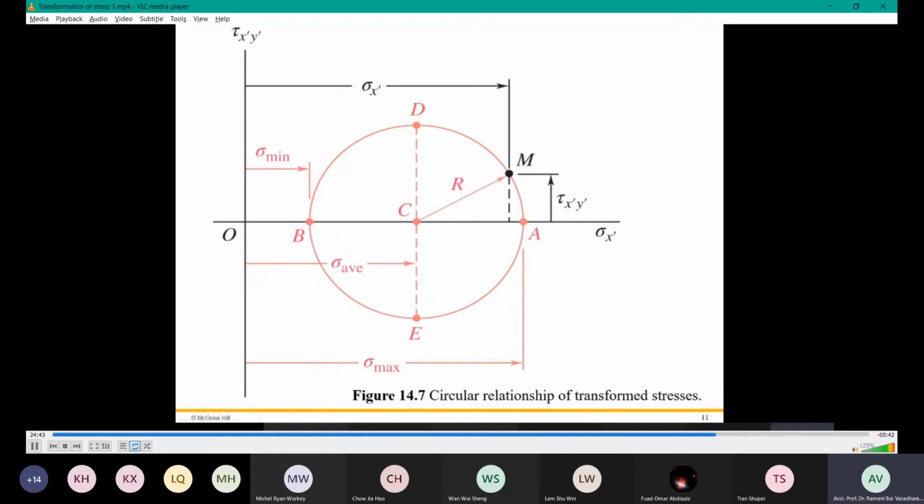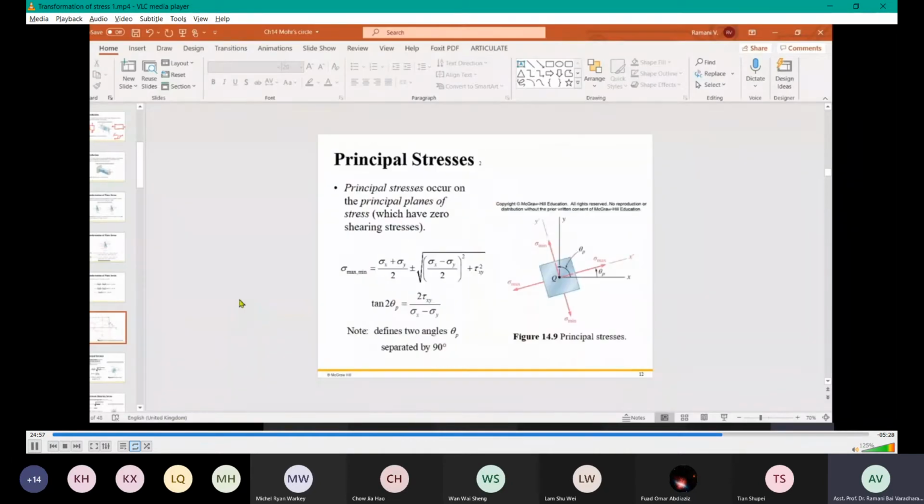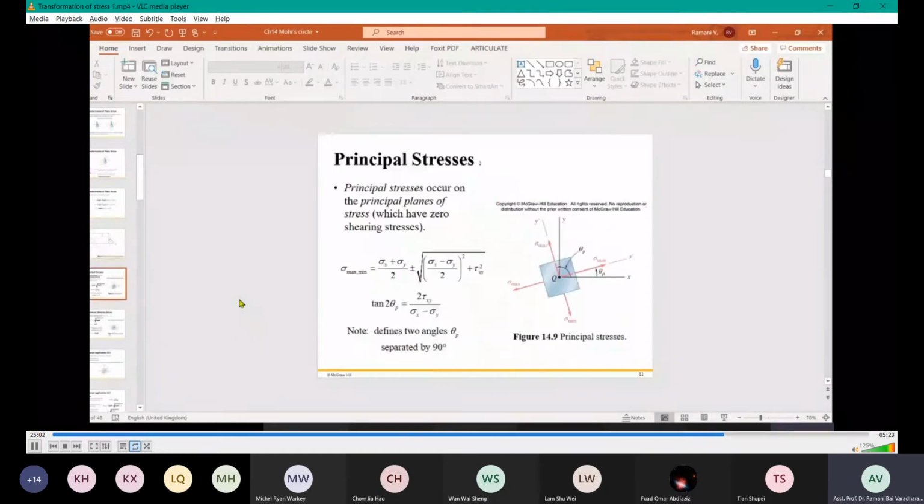I will explain in more detail with example 1 and by plotting it. For now, just understand this is in the form of plotting a circle. It will have maximum, minimum, x and y, and between normal stress and shear stress. These are the things you should know. Let me explain this part.